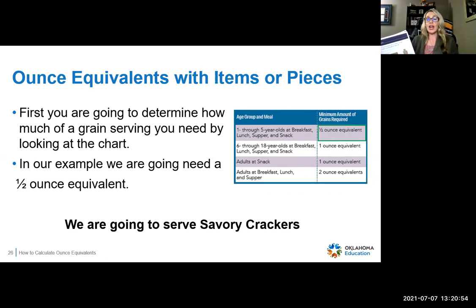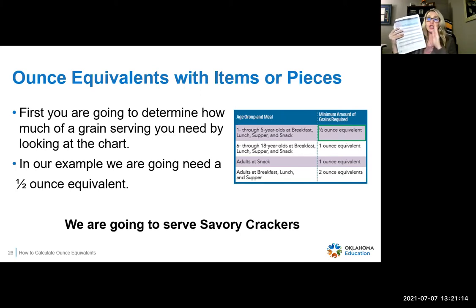for a 1/2 ounce equivalent. So again, we take our chart, it's all in these pieces charts, which are again, great resources. This is one that we gave you in the handouts, or again, you can go to the resource library. And if we need a 1 ounce equivalent, that means we only need, again, a 1/2 ounce equivalent.